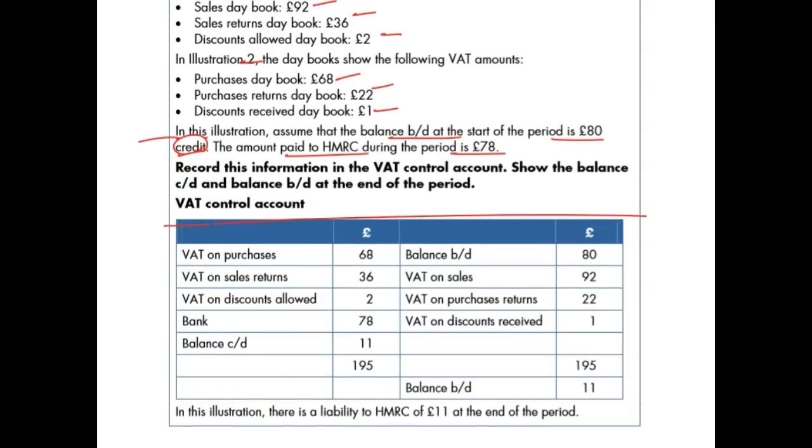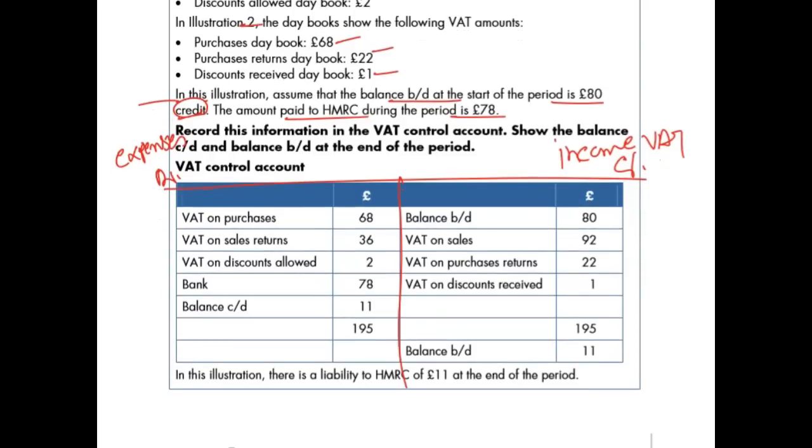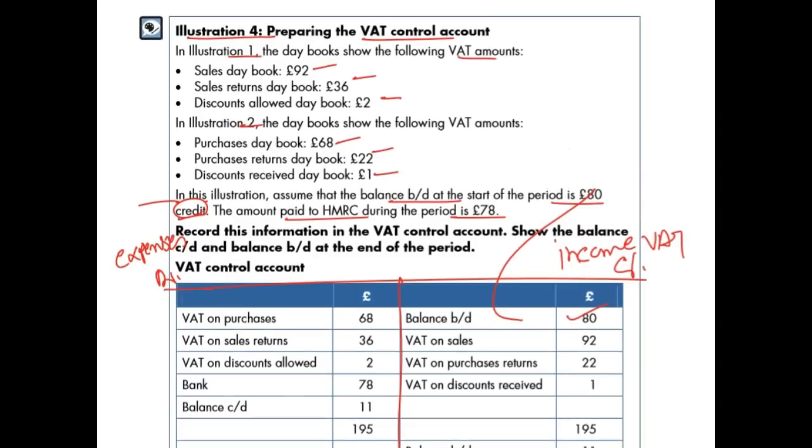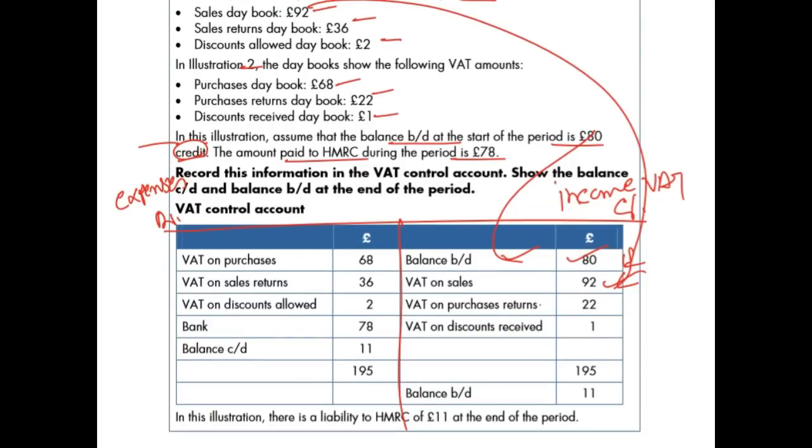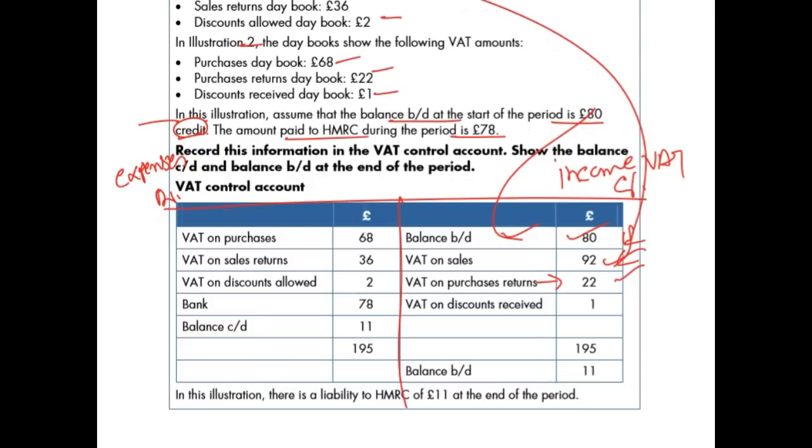This is a VAT control account: debit side, left hand side, and credit side, right hand side. Income related VAT on the credit, and expense related on the debit. That would make your life easy. We start with the balance BD, 80. Sales related: where's the sales? Sales income, here, 92. Purchase return, a reduction in expense or reduction in purchase, so kind of income, more liability. VAT on discount received, income, so on the credit side.